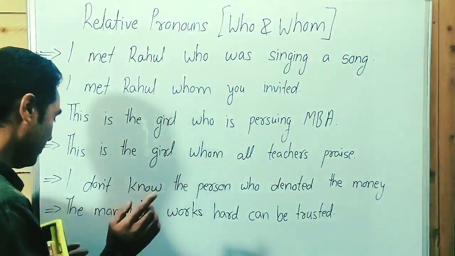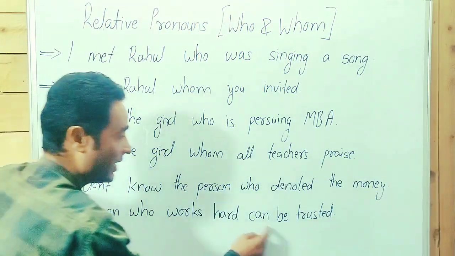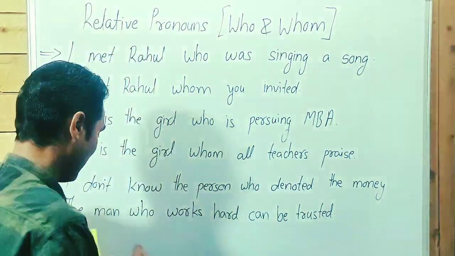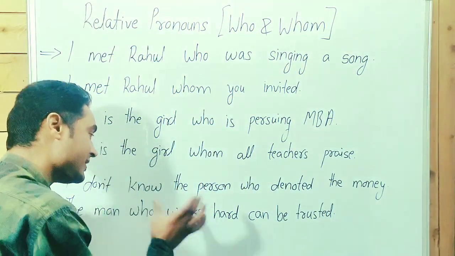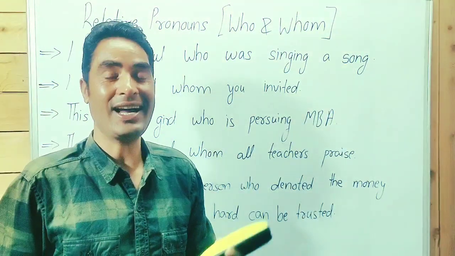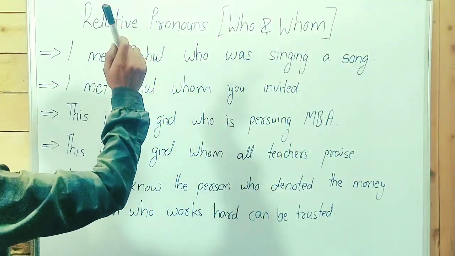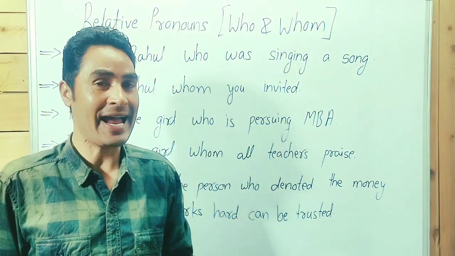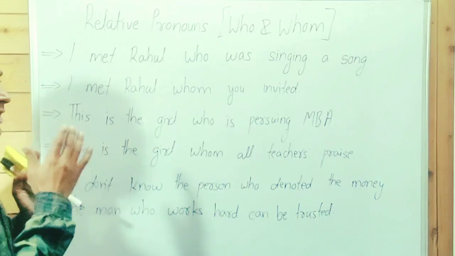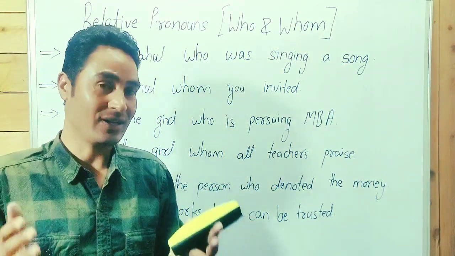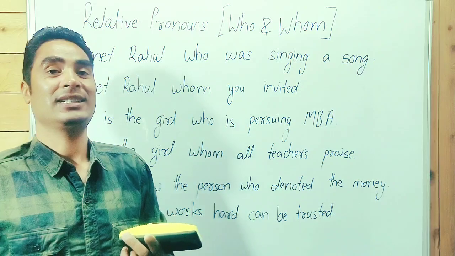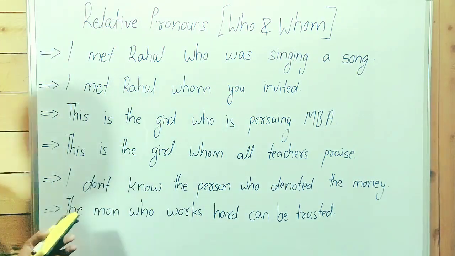Can we trust it? Verb. The man can be trusted. Who can be trusted? The man who works hard can be trusted. I hope you understood. Who is subjective case, whom is objective case. Both are used for human beings, and both are not used for non-human beings, toddlers, infants, and small babies.